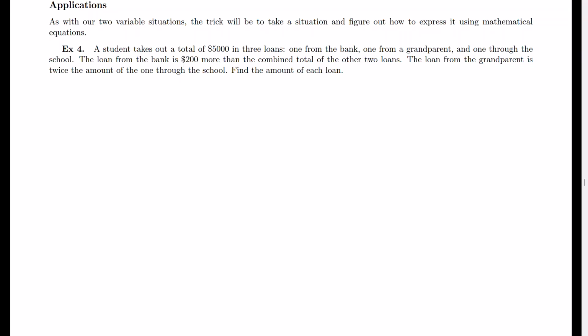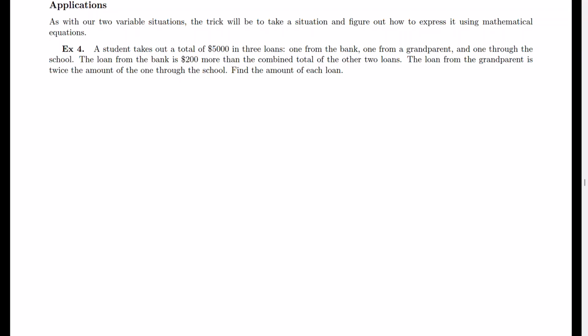A student takes out a total of $5,000 in 3 loans: 1 from the bank, 1 from a grandparent, and 1 through the school. The loan from the bank is $200 more than the combined total of the other 2 loans, and the loan from the grandparent is twice the amount of the one through the school. Find the amount of each loan.